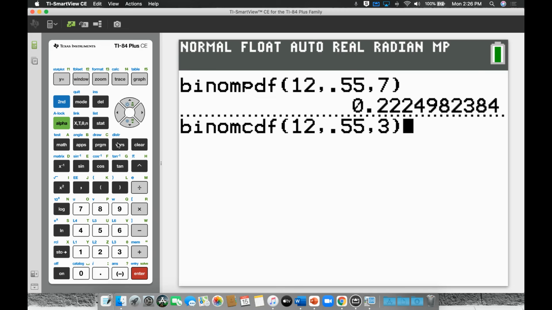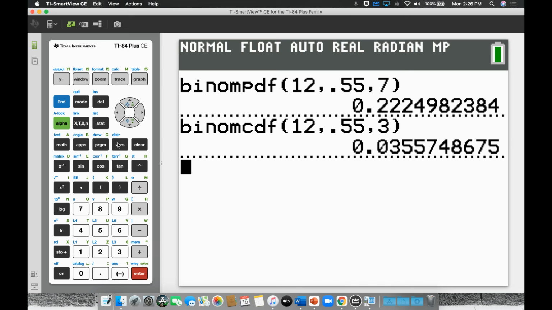So N, P, K. N, the total number, 12. 0.55 is the probability of success. K is the number I want you to stop at. So I want you to count the probability of 0, 1, 2, add them all together. There it is. 0.036, yep.